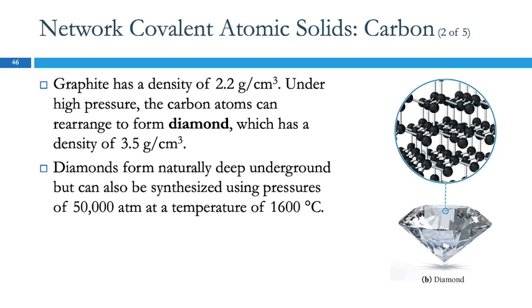So graphite has a density of 2.2 grams per cubic centimeter. If you put a great deal of pressure on graphite, the carbon atoms will rearrange to form diamond. Diamond has a density of 3.5 grams per cubic centimeter. So a diamond looks very different than graphite, right? Graphite was soft and black and smudgy, and diamonds, when they're cut, are clear and shiny and really, really hard. Here, again, this is an atomic solid. We've got atoms here, but they're covalently bonded, this time in 3 dimensions.